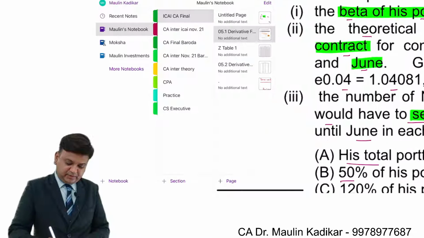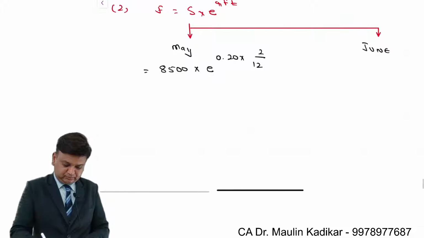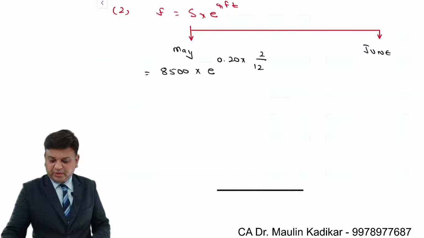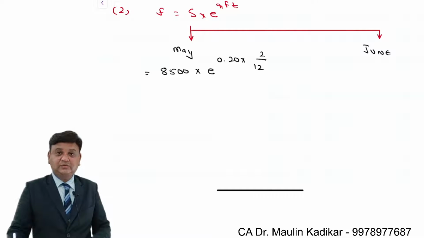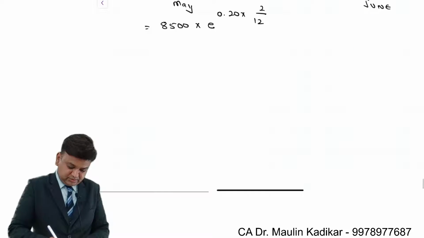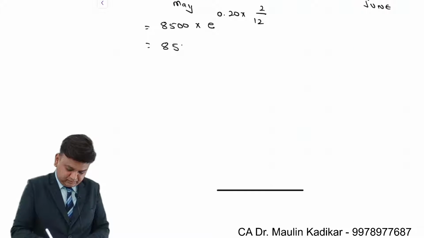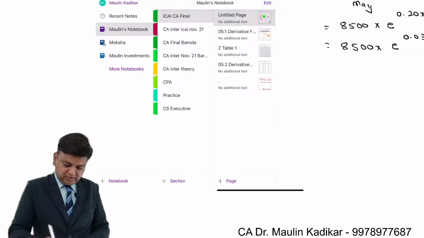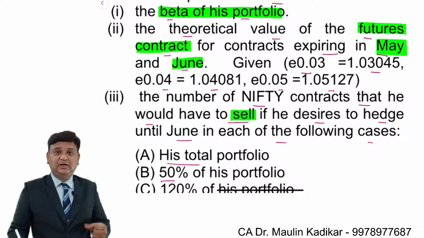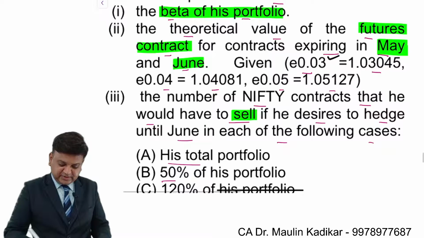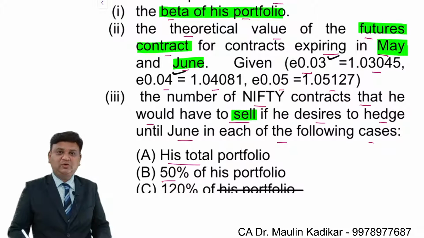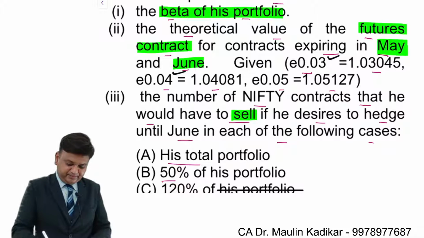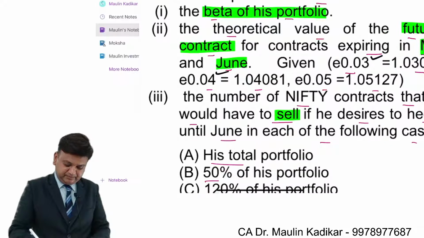So it is a time period of 2 months. So it is 0.20 into 2 divided by 12. That comes to 3.33%. e raised to 0.0333. This is what we understand. Now you can see that you have been provided with the factor for 3% and 4%. So you are required to do interpolation between both of them. Let us see how to do interpolation.